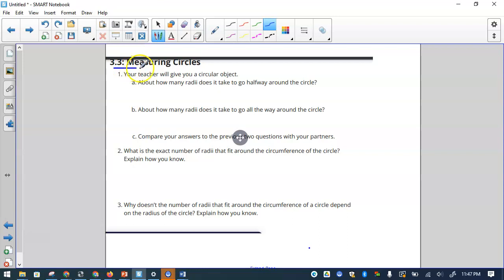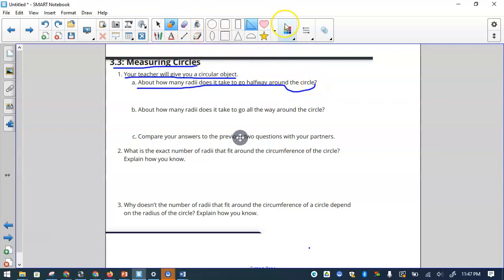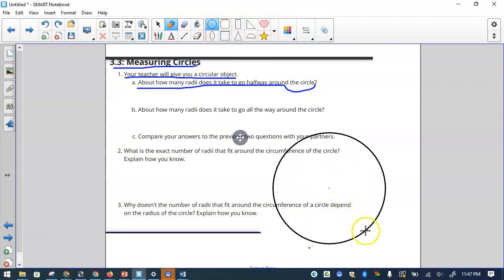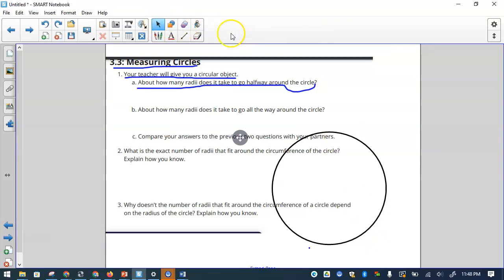So this is 3.3 measuring circles. Your teacher will give you a circular object. About how many radii does it take to go halfway around the circle? So what I'm going to do is draw a circle here. So let's draw a circle. So let me draw the circle. Okay. You can change this color to maybe blue color.